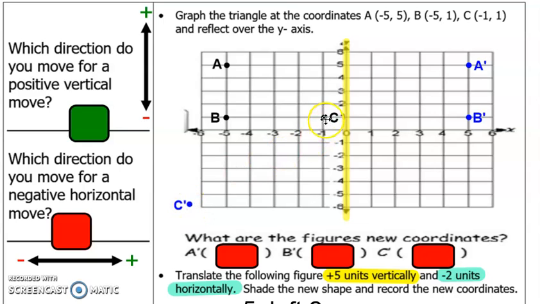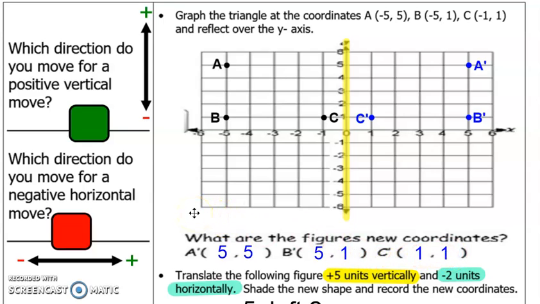Point C is at negative 1, positive 1. It is only 1 unit away from the y-axis. I just have to go right 1 and then I'm on the axis. So C prime is just going to be 1 unit away from the y-axis, but in the opposite direction. So what are the figure's new coordinates? A prime is at positive 5, positive 5, because we went right 5 and up 5 from the origin. B prime is at positive 5, positive 1. And C prime is at positive 1, positive 1.